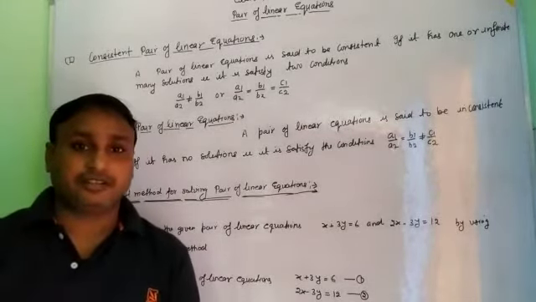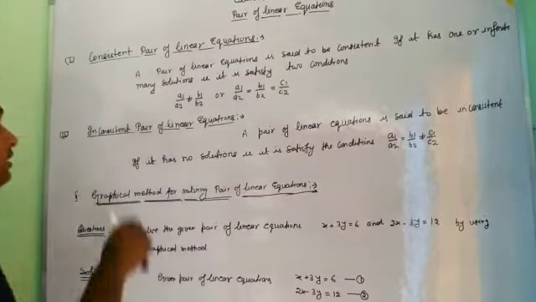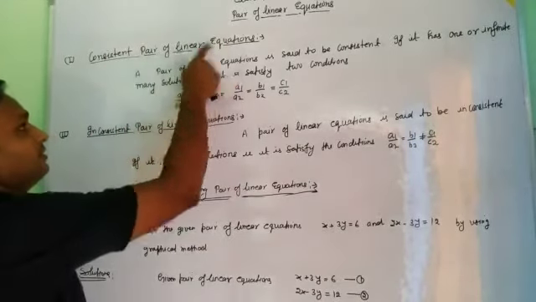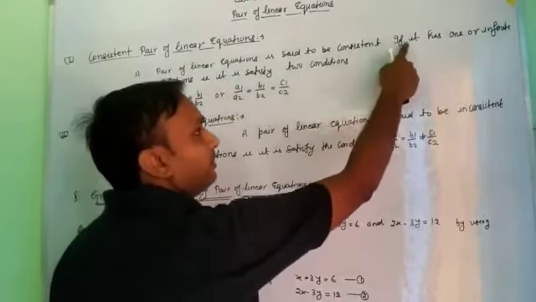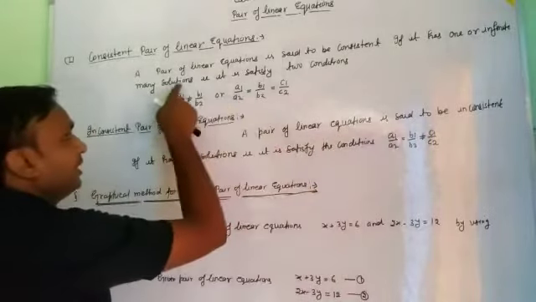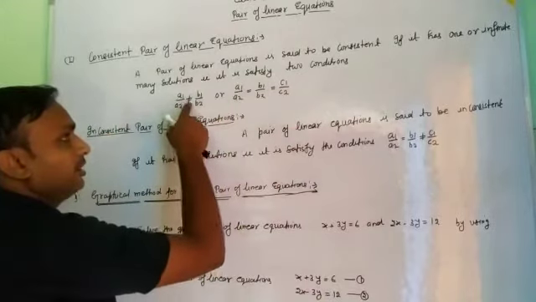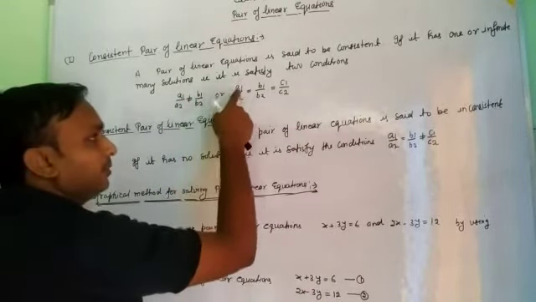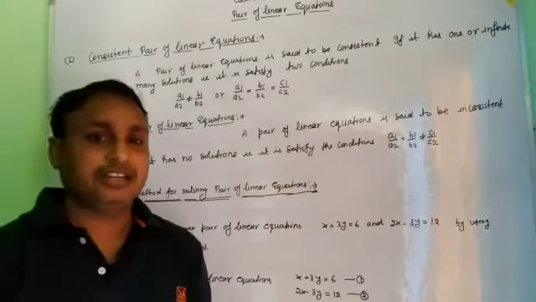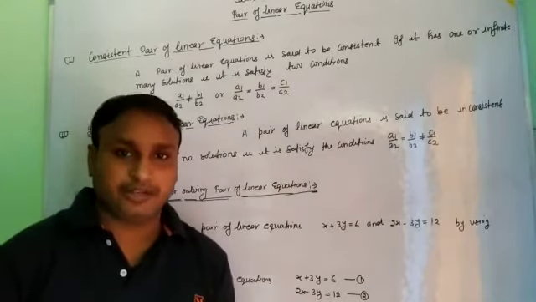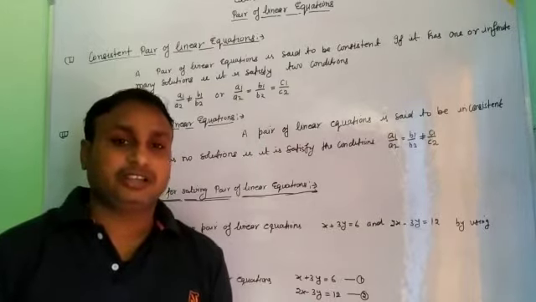Hello student, today I will discuss the solution of a pair of linear equations, that is, a consistent pair of linear equations. A pair of linear equations is said to be consistent if it has one or infinitely many solutions. That is, it satisfies two conditions: a1 upon a2 not equal to b1 upon b2, or a1 upon a2 equal to b1 upon b2 equal to c1 upon c2. That is, if a pair of linear equations has one solution or infinitely many solutions, then the pair is said to be consistent.